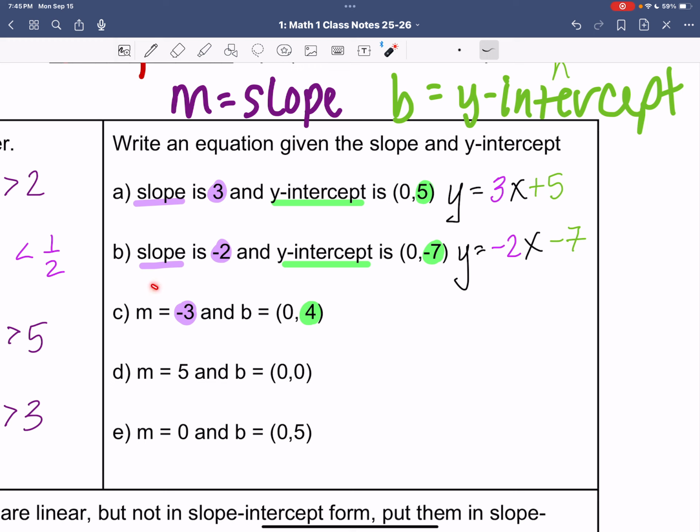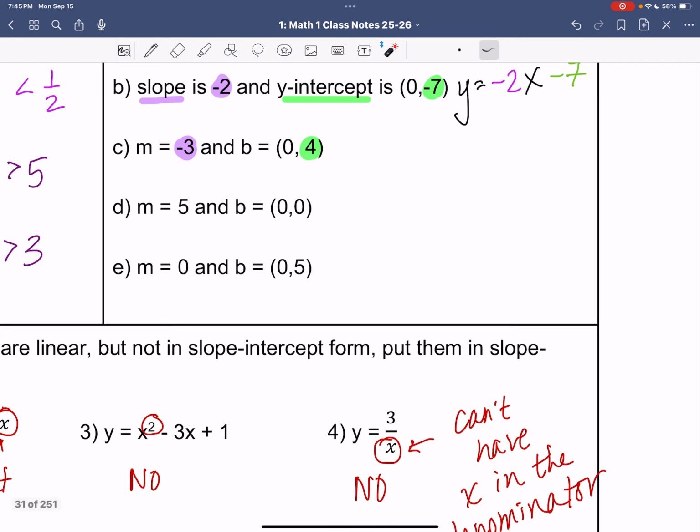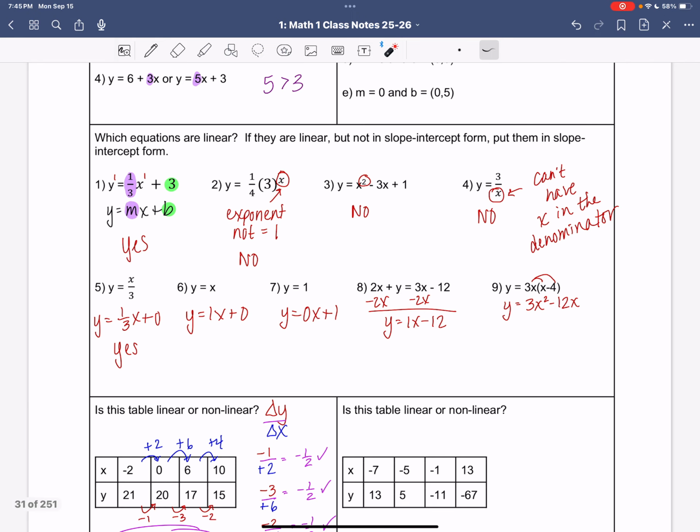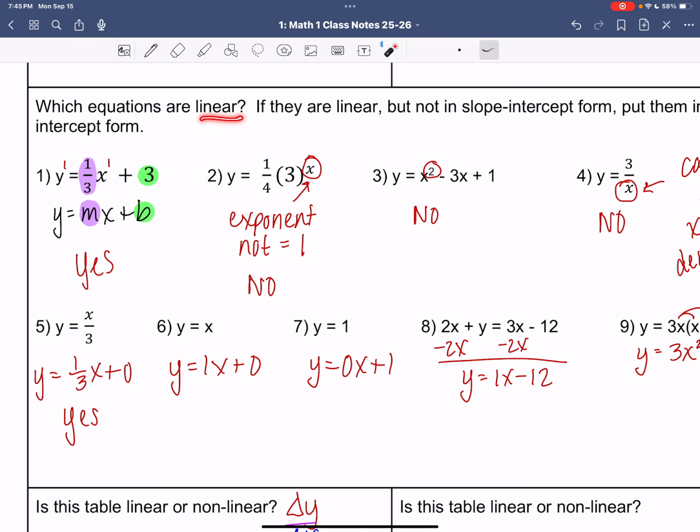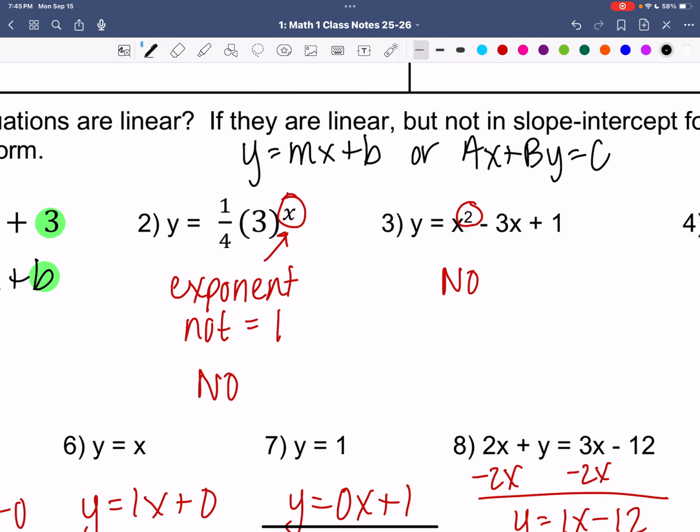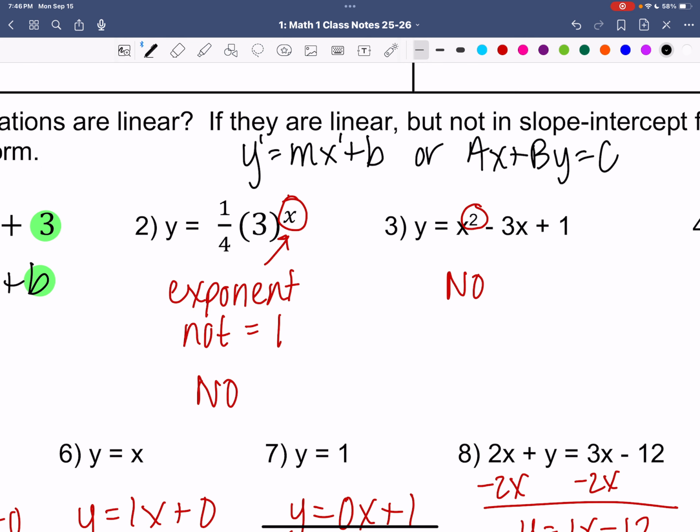All right, I want you to try these. I'm going to give you a hint. This one is a tricky one, so just be careful with that. All right, so now we want to know which equations are linear. So if they're linear, you can write them y equals mx plus b or ax plus by equals c. So the important part here is the exponents have to be 1 for your x and your y, and you can't have x in the denominator.